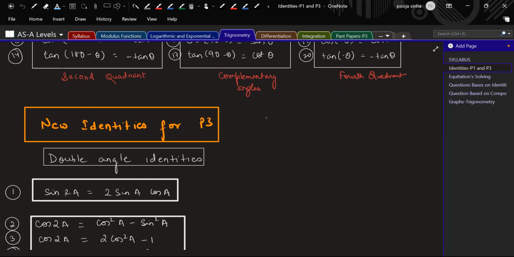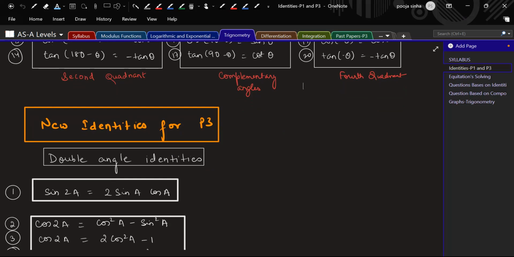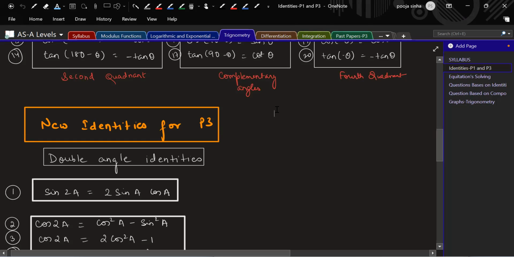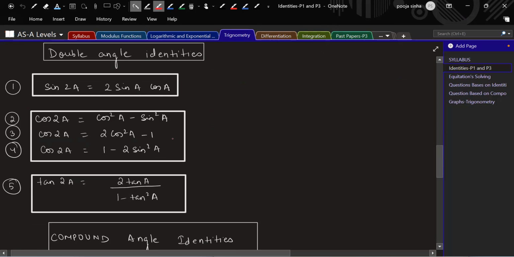2 cos square a minus 1. Is this what you're getting? Yeah. Now replace in this identity only.